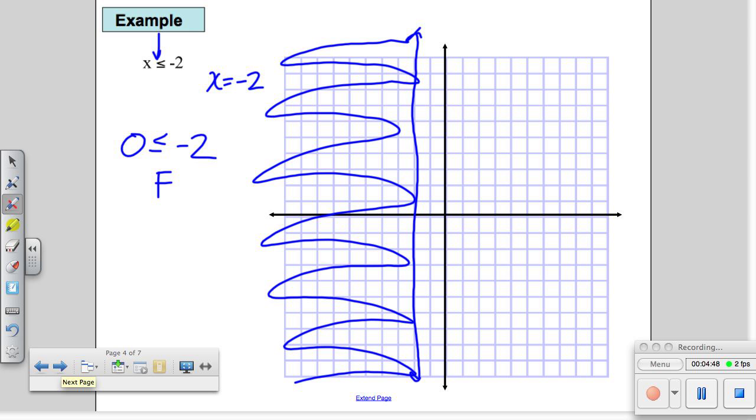Now, another way to think of this one without testing a point is that x has to be less than or equal to negative 2. And you can notice that we shaded all the x's less than or equal to -2. So we could figure out that shading without actually testing the point.